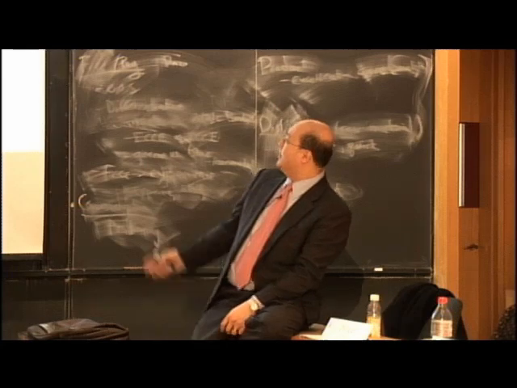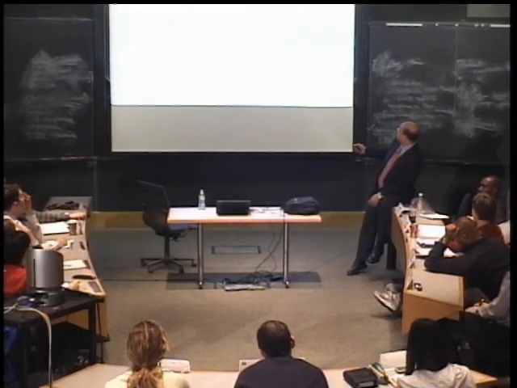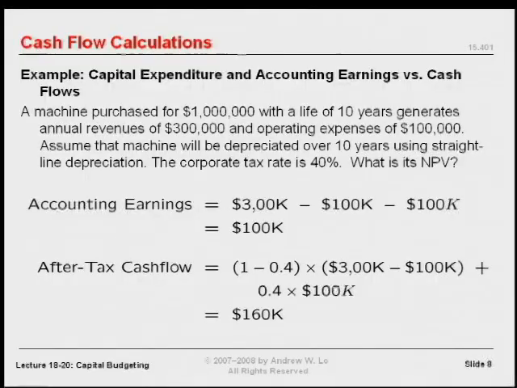Okay. Here's an example just to make the point. A machine is purchased for $1 million with a life of 10 years, and it generates annual revenues of $300,000 and operating expenses of $100,000. If you assume that the machine gets depreciated over 10 years using straight line depreciation, what does that mean, straight line? Yeah. Equal amounts every year. Exactly. So if the machine is worth $1 million and you're depreciating it over 10 years straight line, what do you deduct every year? 100,000. Yeah, that's right. It'd be 100 years if you did 10,000. That would be a long life for the machine. That's right.